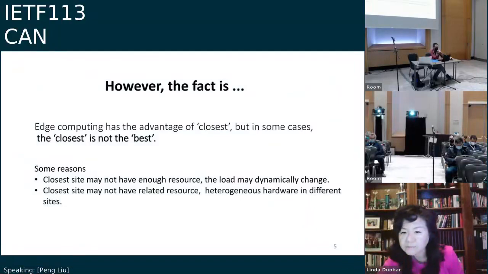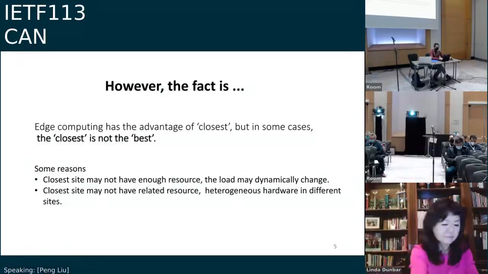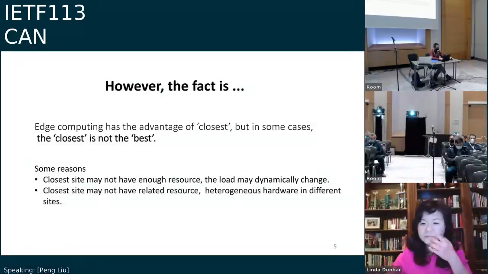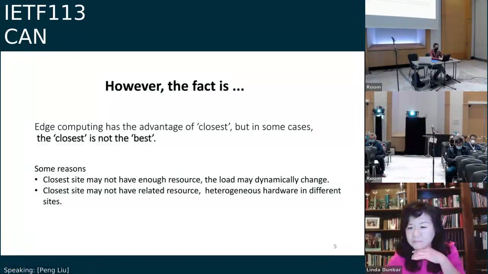So though we have thoughts to meet the demand, the fact is that edge computing has the advantage of being closest, but sometimes the closest is not the best, which is the problem of this use case. One reason is that the closest site may not have enough resource because the load may dynamically change. Another is that the closest site may not have the related resource, with heterogeneous hardware in different sites. Okay, next, please.